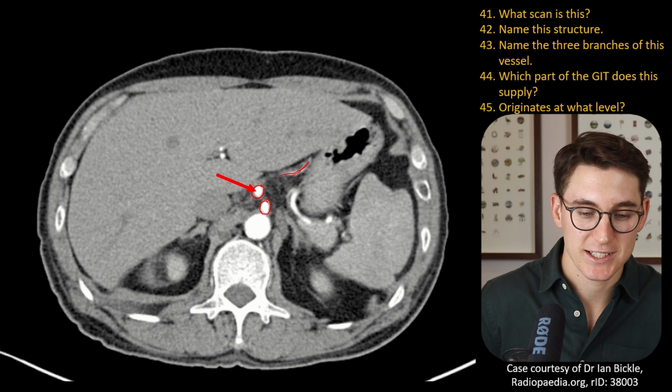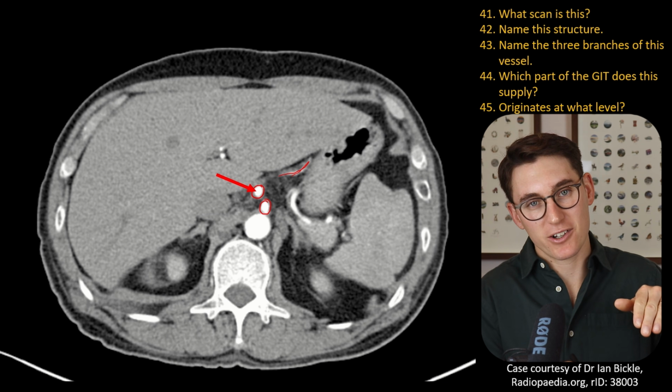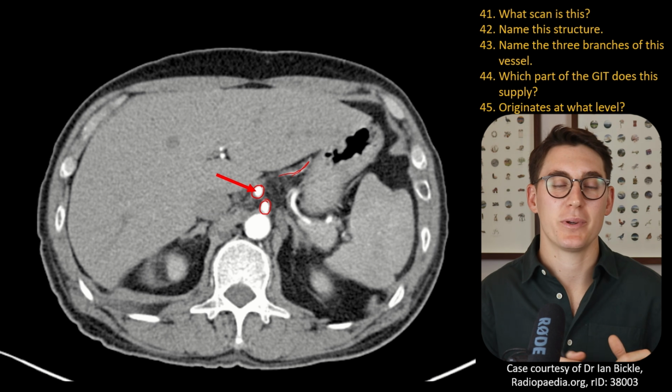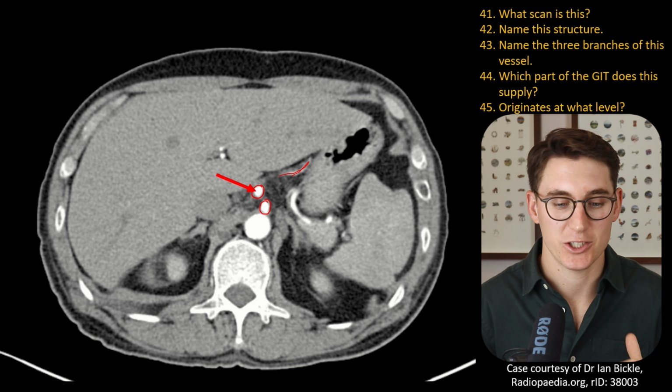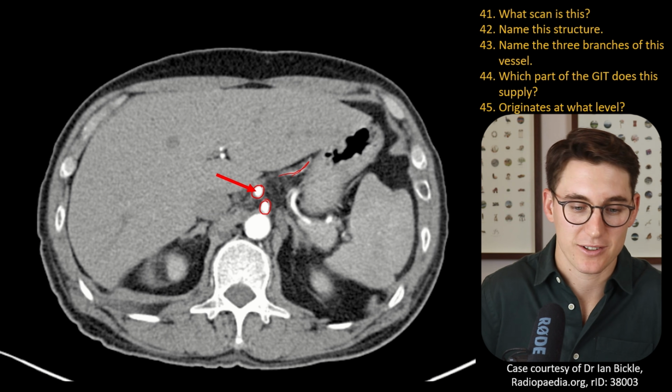Now, what level does the celiac trunk originate? Well, it comes out of the abdominal aorta as it pierces the diaphragm. We know that the abdominal aorta pierces the diaphragm at the level of T12, so the celiac trunk usually comes out at T12.